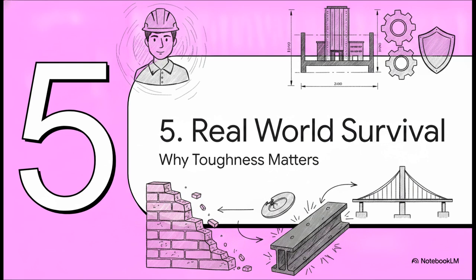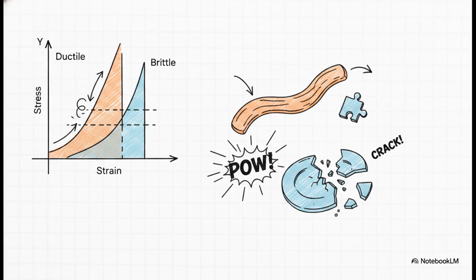Why toughness matters. Let's connect all of this back to the real world. Why does this head-to-head comparison matter so much outside of a testing lab? Because, plain and simple, human safety depends on it. The crucial point here is the modulus of toughness. Mathematically, this is the total area under the stress-strain curve up to the point of fracture. It represents the actual energy a material can absorb before breaking.